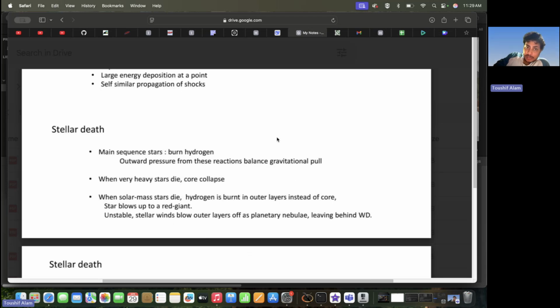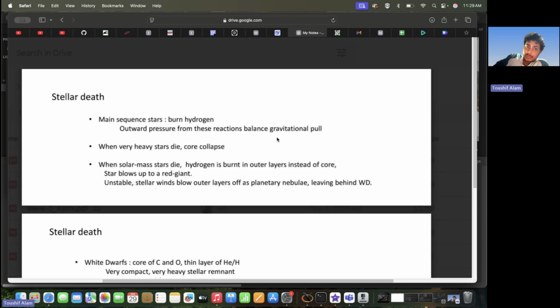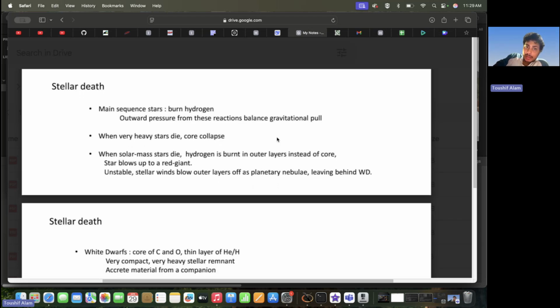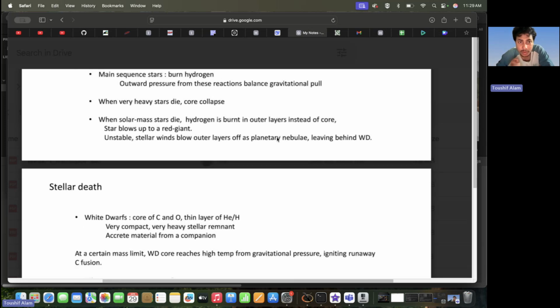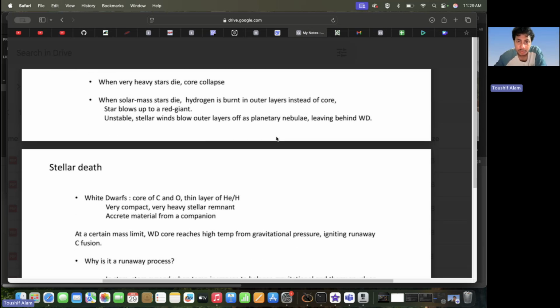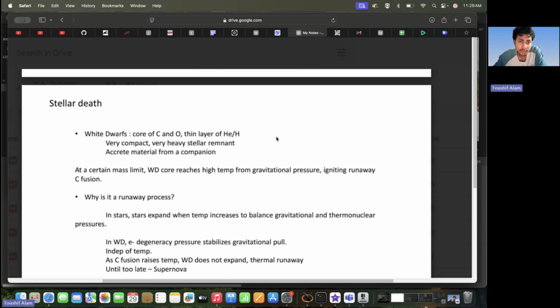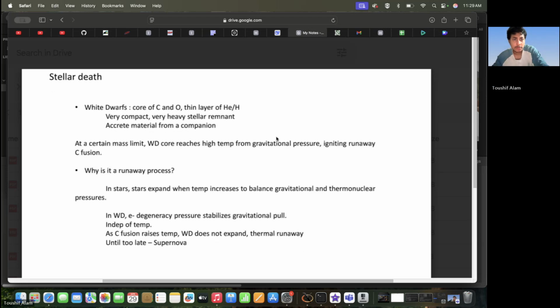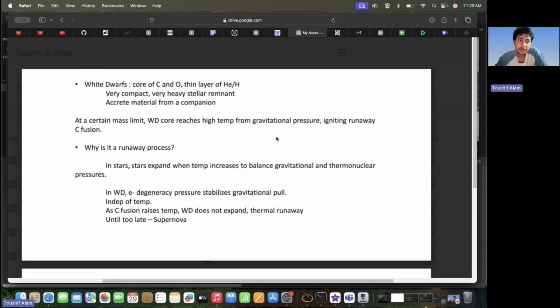Stellar death: main sequence stars burn hydrogen, and the outward pressure from the reactions balances the gravitational pull. When very heavy stars die, the core collapses. When solar mass stars die, hydrogen is burned in the outer layers instead of the core. The star blows up to a red giant. Unstable stellar winds blow the outer layers off as a planetary nebula, leaving behind a white dwarf. A white dwarf has a core of carbon and oxygen, a thin layer of hydrogen, and is very compact and very heavy. It can be a stellar remnant accreting material from a companion.